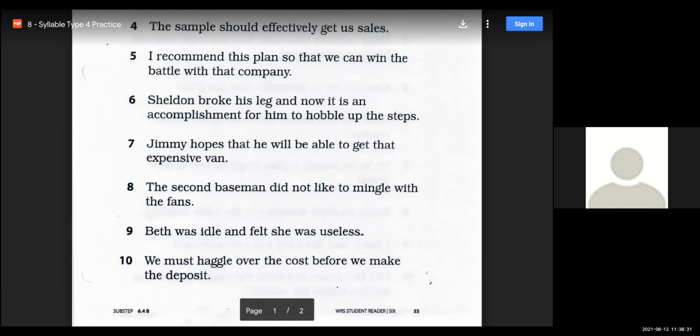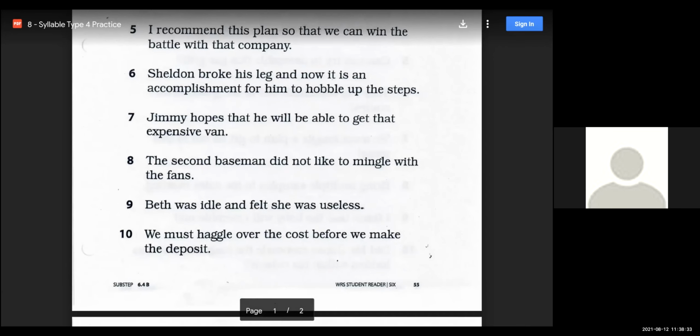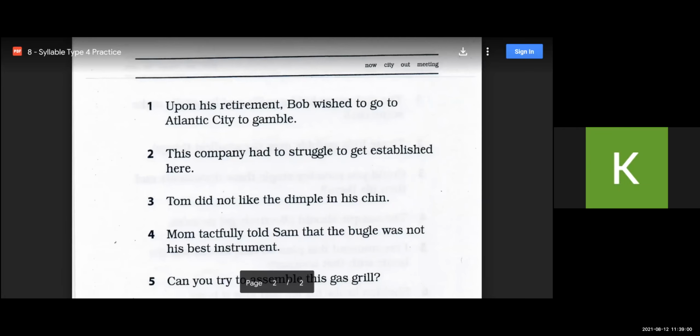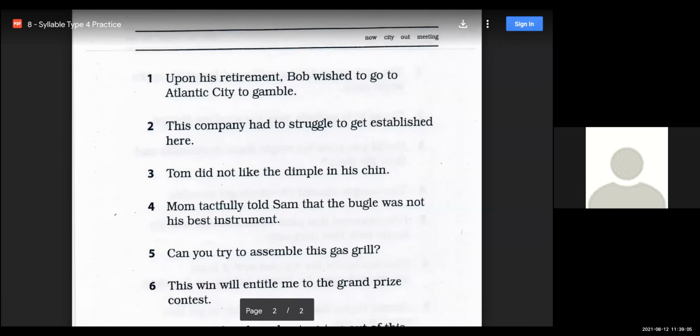8. The second baseman did not like to mingle with the fans. Ninth sentence: Beth was idle and felt she was useless. We must haggle over the cost before we make the deposit. Okay, 11. These two?